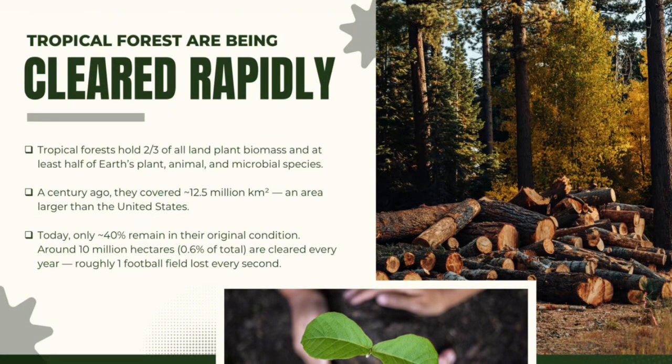Now you might ask, how fast are they disappearing? Every year, around 10 million hectares are cleared away. That is about 0.6% of what is left. To make it easier to imagine, that is roughly one whole football field of forest lost every single second. This shows that these forests are vanishing much faster than we can replace them.